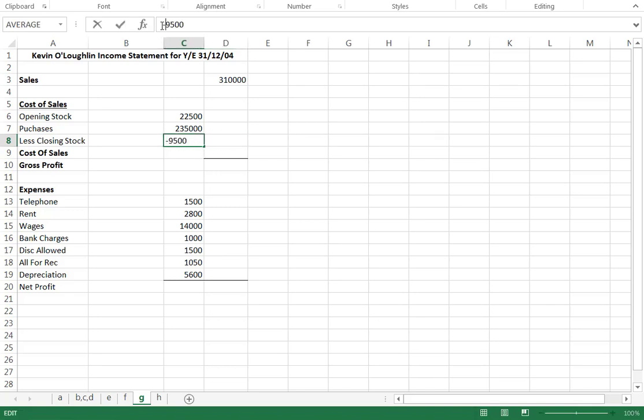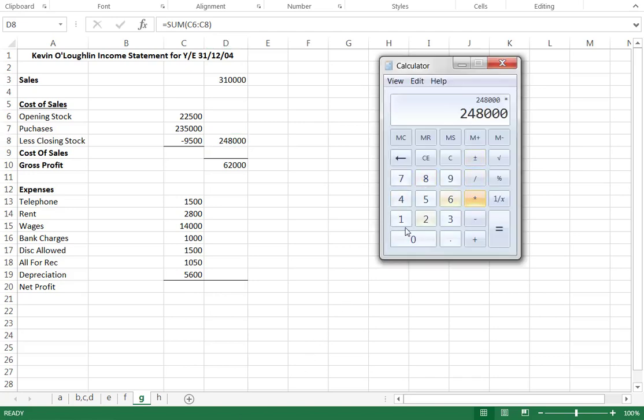That's a minus. Gives us a gross profit of 62,000. And again, if you wanted to just double check that, it should be this guy multiplied by, and let's do it on our calculator, multiplied by 25% is 62,000. So our markup was 25%, which was 62,000. And we've done that calculation just to make sure that that is the case.